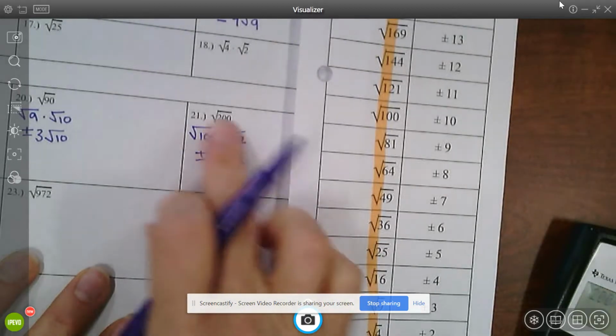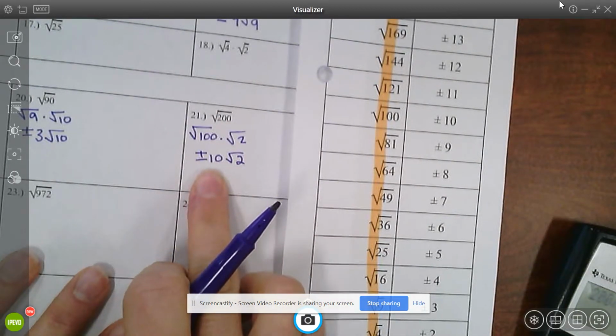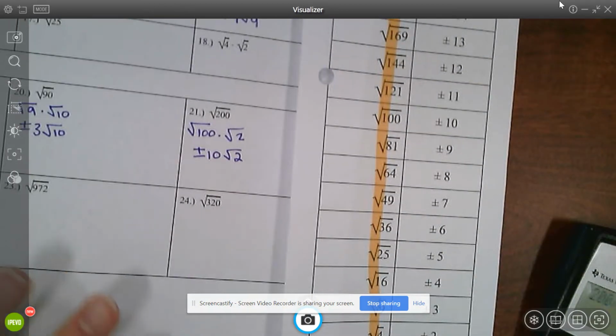So that is the whole process of simplifying a radical. You're going to try problems 22 through 24 on your own.